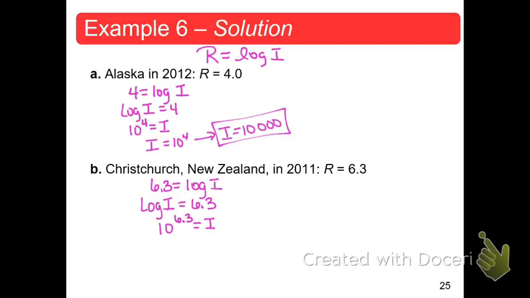Now that one's not quite as neat looking, so if you want to leave it as 10 to the 6.3, you're more than welcome to. And there we have it.